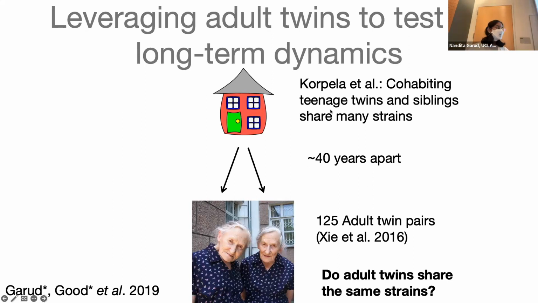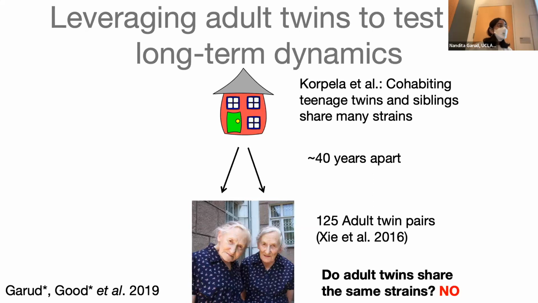Previous literature, and actually many papers now, are showing that cohabiting individuals, not just siblings, share many strains. So we found this data set of twins that grew up in the same household, moved away to college, lived apart for 40 years, and then were sequenced. And we asked the question, do adult twins share the same strains or not? If they do, it means that what they grew up with is what they have in adulthood. And if they don't, it means that what they grew up with is lost. And the answer was no.